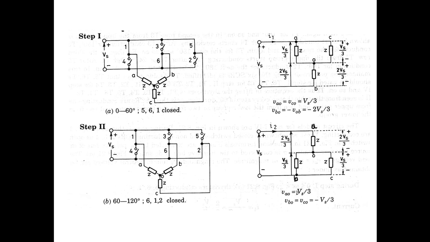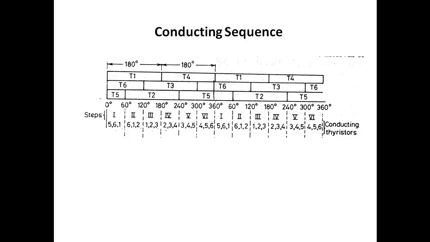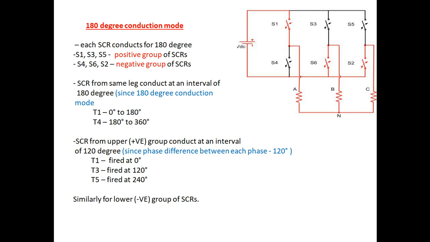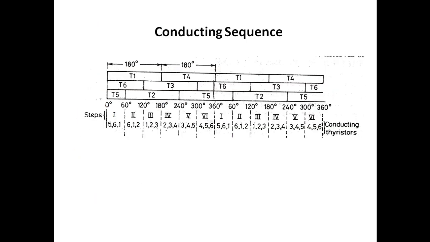So for the first sequence, that is step 1, the conducting SCRs are 5, 6 and 1. From the diagram we can see the odd numbered thyristors are connected to positive, so that is called the positive group, and the even numbered SCRs are connected to negative, so that is considered the negative group. So for the first step, 5, 6 and 1, that is 5 and 1 are connected to positive and 6 is connected to negative.